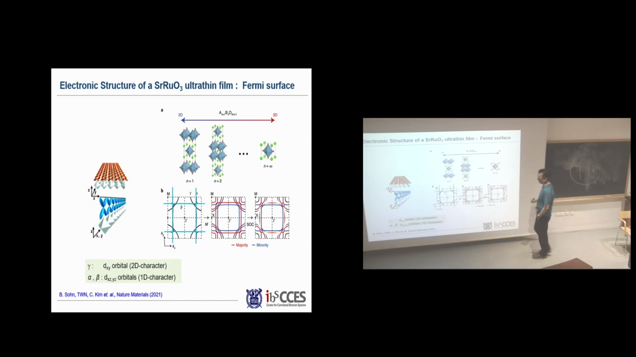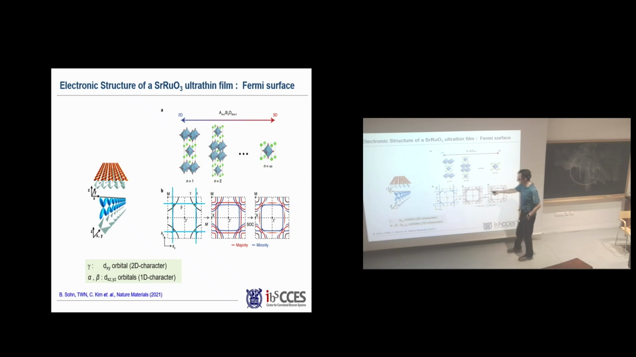Now, if we turn on the magnetization, I told you that it has a ferromagnetic transition around 160 Kelvin. So at a low temperature, it will go into the ferromagnetic state. Then the spin will be split, so there's a majority band and a minority band. So this band will be split like this. The red line is the majority band, and the blue line is the minority band.